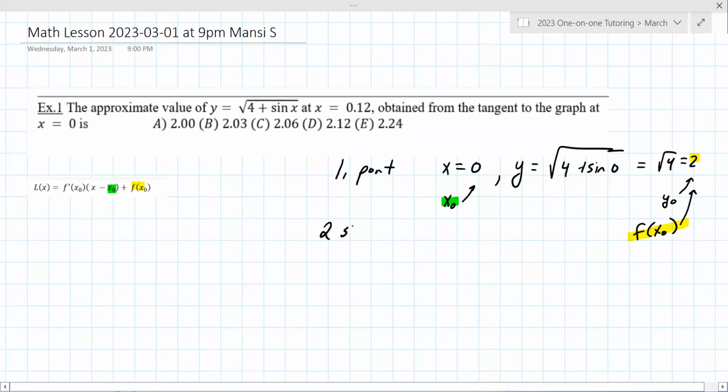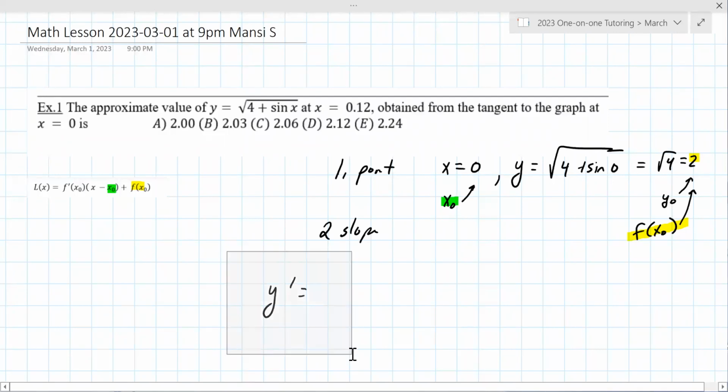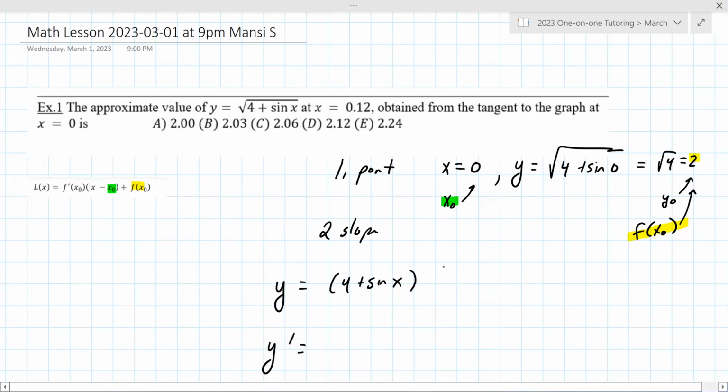The second thing we need is the slope. That comes from the derivative. So you got to find the derivative y prime. You may want to rewrite it, I guess. I just got a sense last night the derivative rules you hadn't done in so long that they weren't real clear. So a rewrite step here, you're going to write 1/2 power rule. This is 1/2 times 4 plus sine x to the minus 1/2 power times the derivative of the inside function. Derivative of 4 is 0. Derivative of sine is cosine.